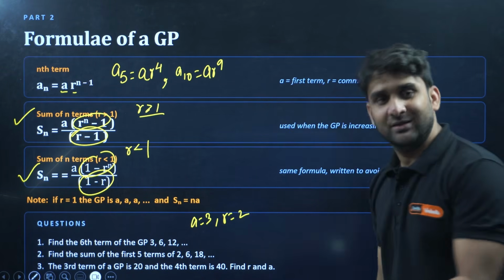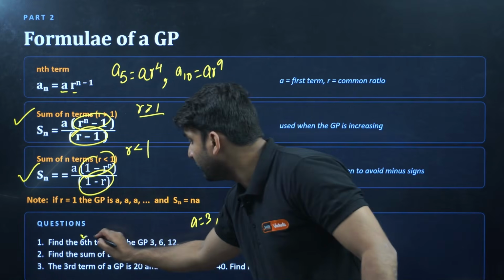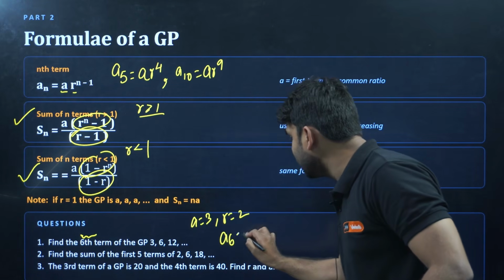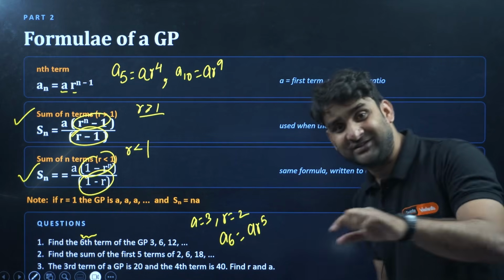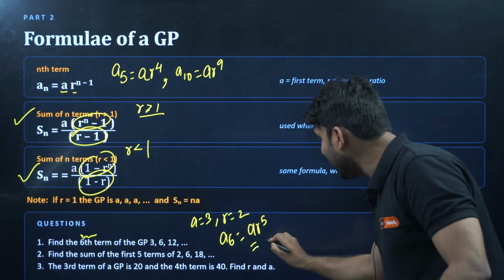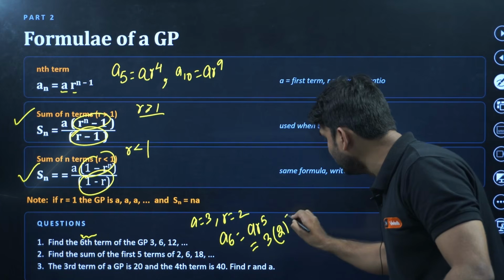6 by 3 is equal to 2. And what are we looking for? We are looking for the sixth term. So guys, the sixth term will be AR to the power 5, because we are looking for the sixth term. A we have is 3 and R we have is 2, so 2 to the power 5.